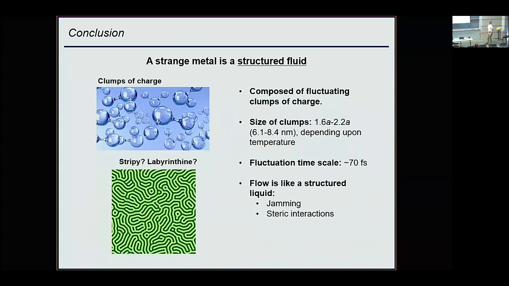So the size of the clumps is temperature dependent, varying from around 1.6 to 2.2 lattice parameters depending upon temperature, and the fluctuation time scale is really fast, about 70 femtoseconds, though that's temperature dependent too, and the flow is sort of jamming-like. And I'm going to stop there because I'm out of time.